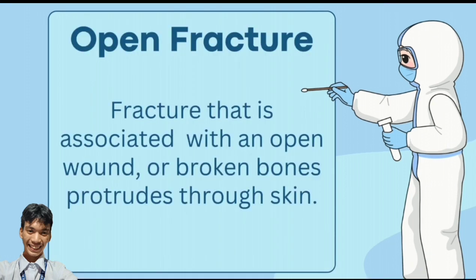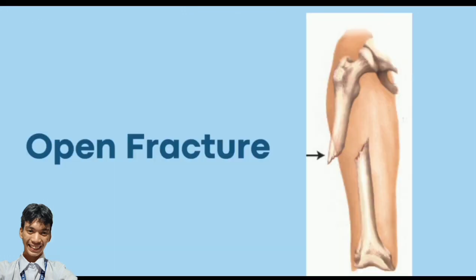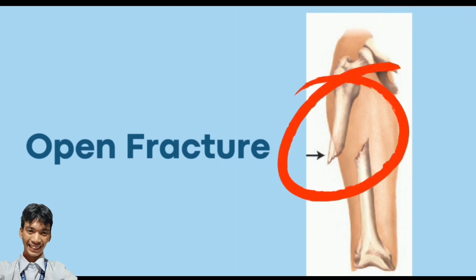The first one is the open fracture, a fracture that is associated with an open wound or broken bones protrude through skin. So ang meaning ng open fracture is yung break sa bone na exposed sa external environment, which is the outer layer of the skin that has wound. So we can see in the picture na yung fracture ay exposed siya sa isang wound or sa outer layer ng ating skin.